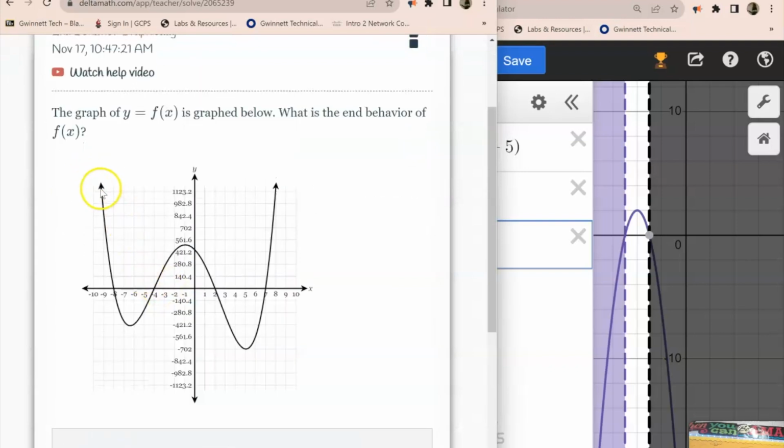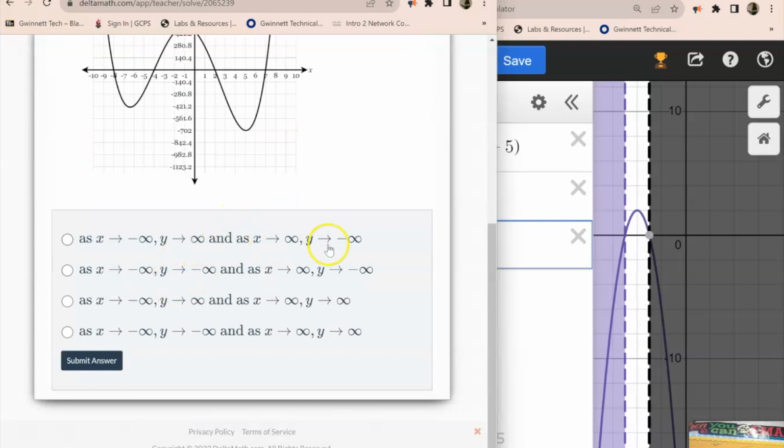All right, how about this one? What's happening at the end? At the left, it's going to positive. And here, it's also going to positive. So I'm looking for going positive, positive. Positive, positive right there.